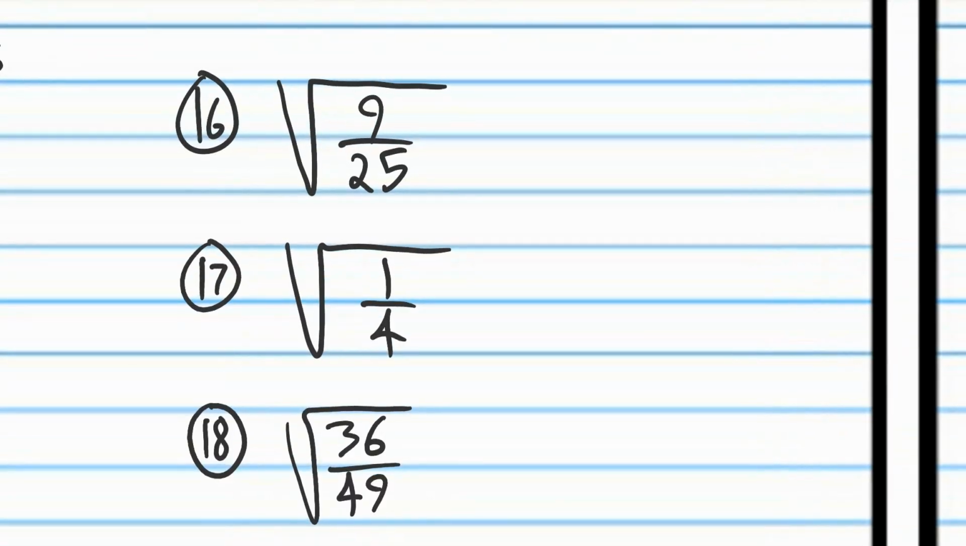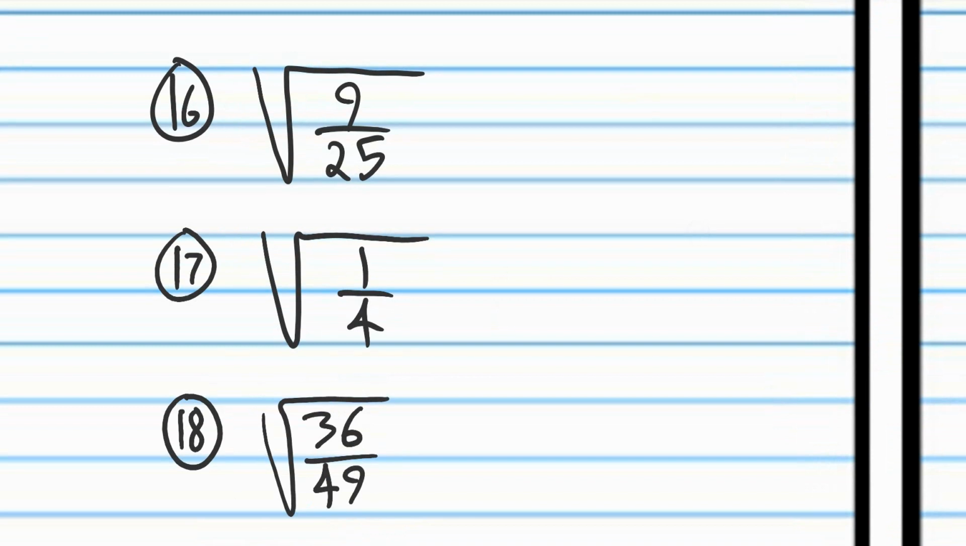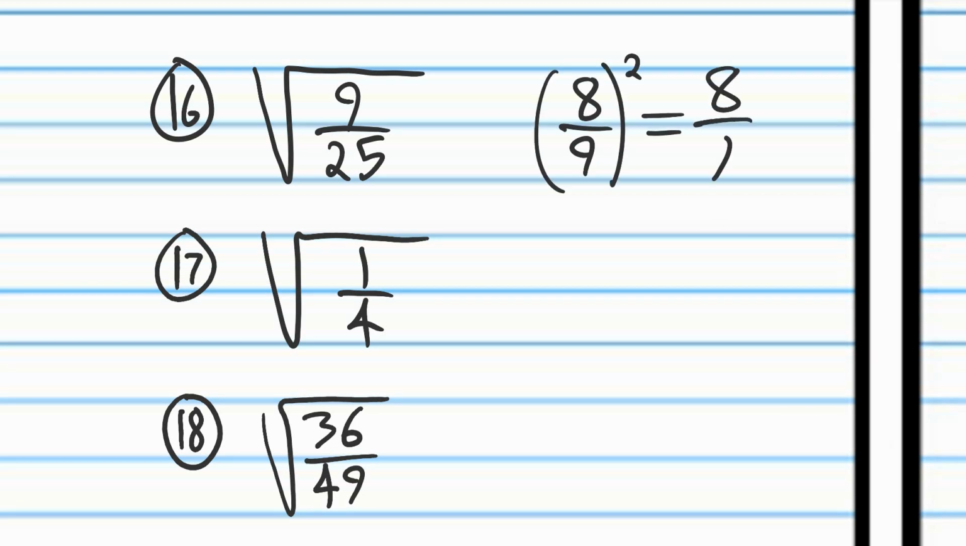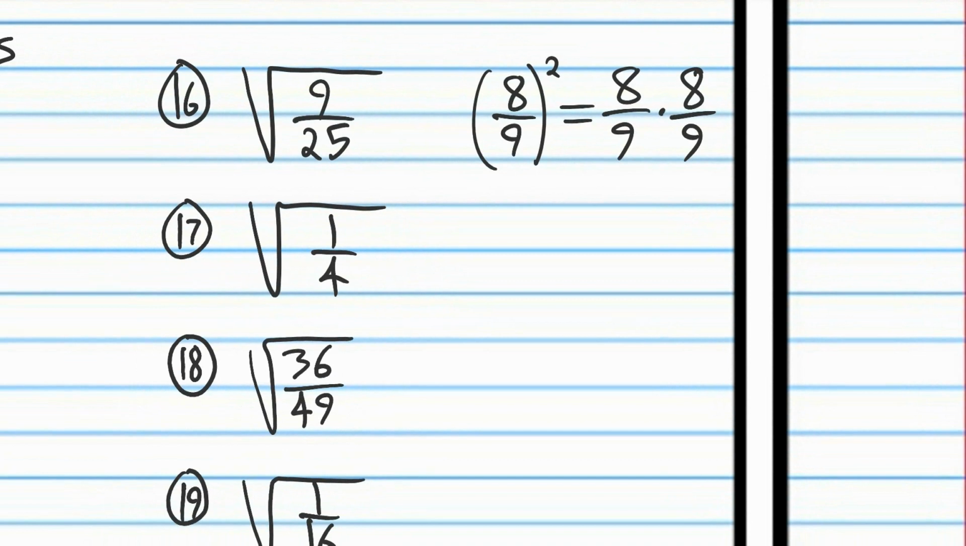So now let me give you an example. Let's say we're going to take 8 over 9 and we're going to square it. Squaring means that we're going to take 8 over 9 and multiply it by itself. That's what squaring means, raising to the second power. So now you know that when you multiply fractions, you just multiply straight across, right? No big deal. So then you get 64 over 81.